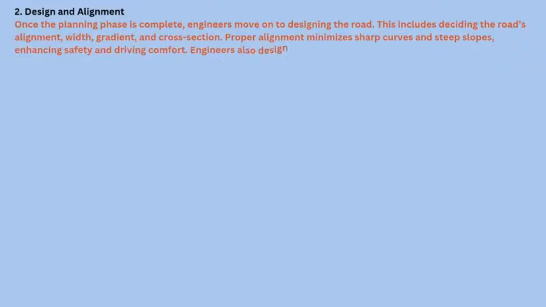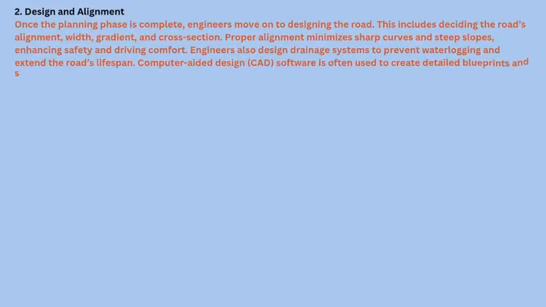2. Design and alignment. Once the planning phase is complete, engineers move on to designing the road. This includes deciding the road's alignment, width, gradient, and cross-section. Proper alignment minimizes sharp curves and steep slopes, enhancing safety and driving comfort. Engineers also design drainage systems to prevent waterlogging and extend the road's lifespan. Computer-aided design (CAD) software is often used to create detailed blueprints and simulations of the proposed road layout.